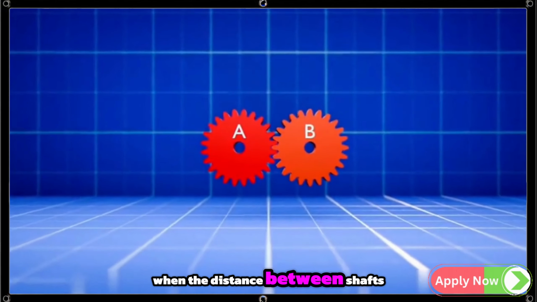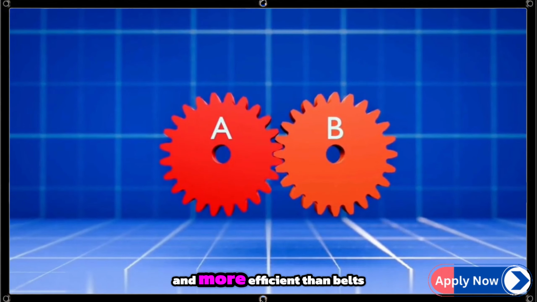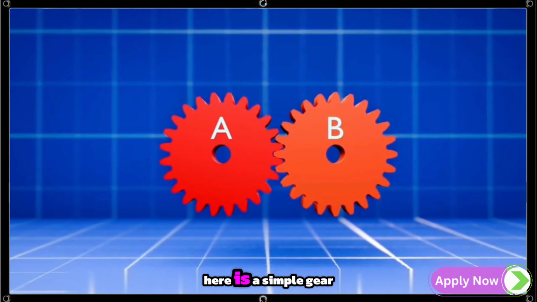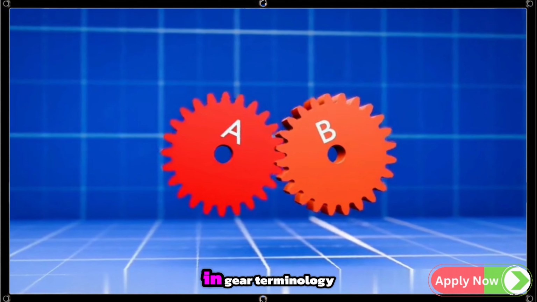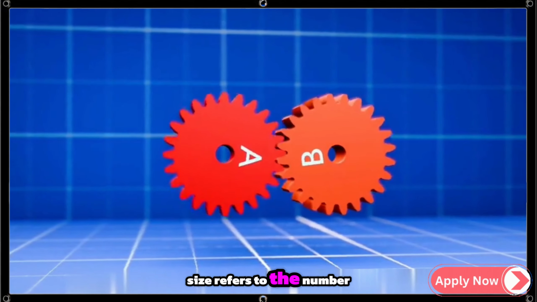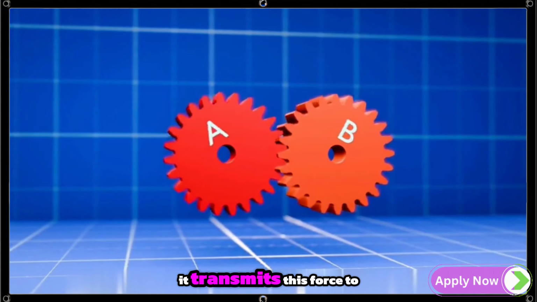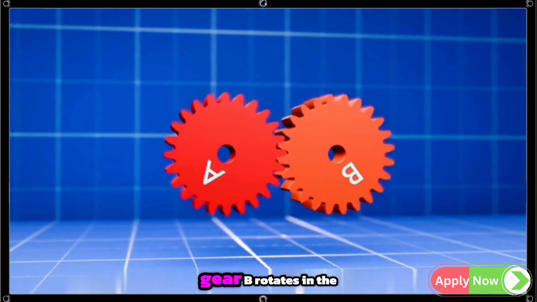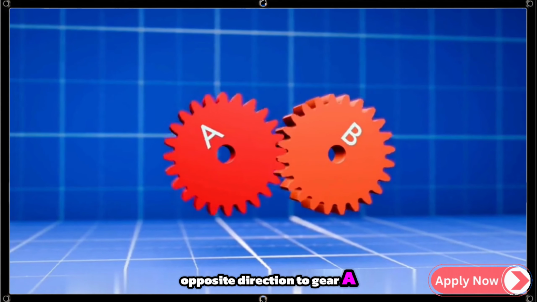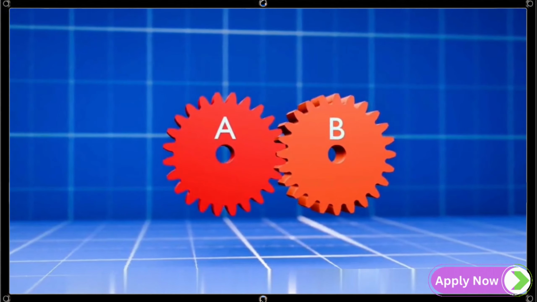When the distance between shafts is short, gears are the preferred choice for power transmission, and more efficient than belts or chains. Here is a simple gear mechanism consisting of two gears of equal size. In gear terminology, size refers to the number of teeth on each gear. When force is applied to gear A, it transmits this force to gear B, causing both gears to rotate. However, gear B rotates in the opposite direction to gear A. This example demonstrates how gears can change rotational direction.